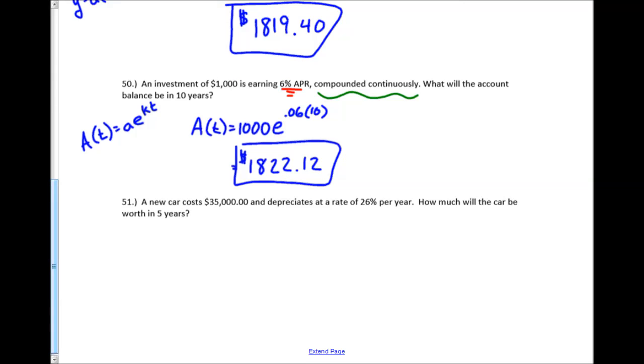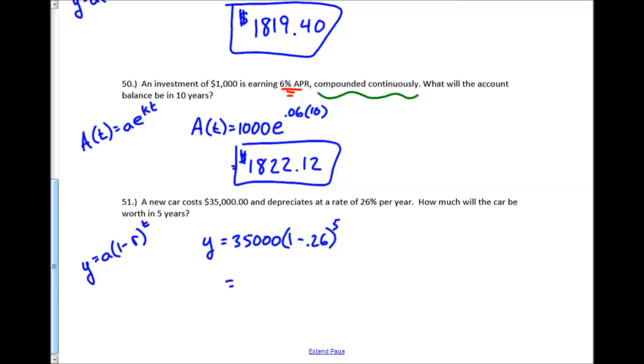For this one, it says a new car costs $35,000 and depreciates at a rate of 26% per year. How much will the car be worth in 5 years? This one is exponential decay, and it's my standard model for decay. Really, it's just like the growth model that I used 2 problems ago, but it's a minus sign now. I plug in my initial amount, which is the $35,000, times 1 minus the 0.26, raised to the t, which is now the 5, and it's just a matter of plugging this into my calculator.